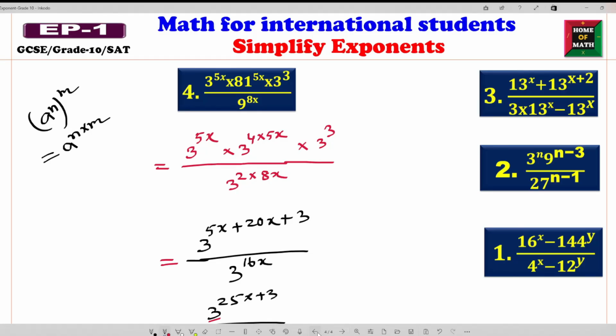In this video, we are trying to solve 4 math problems about simplifying exponents. This is very important for international students, especially GCSE, Grade 10 and SAT exam. Let's start.